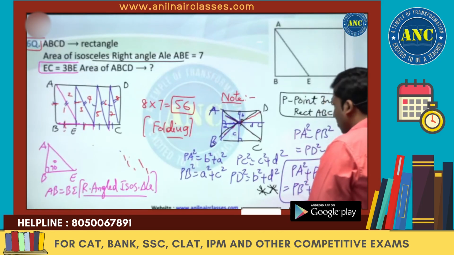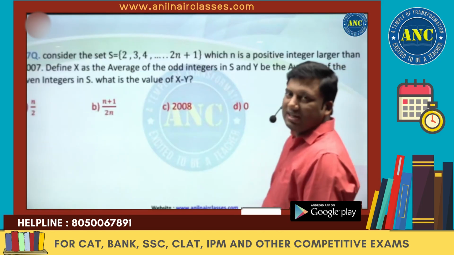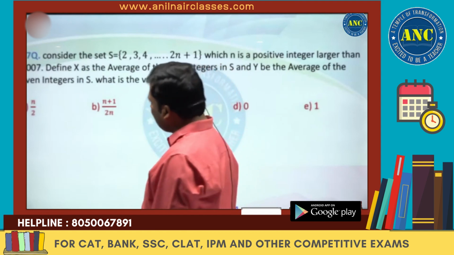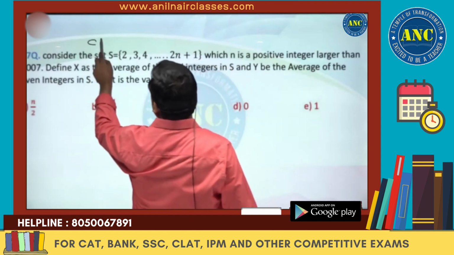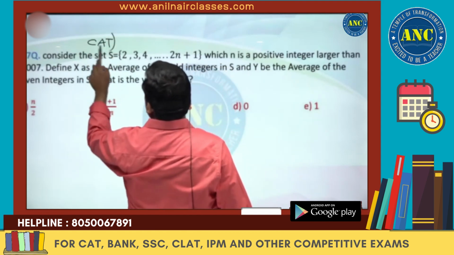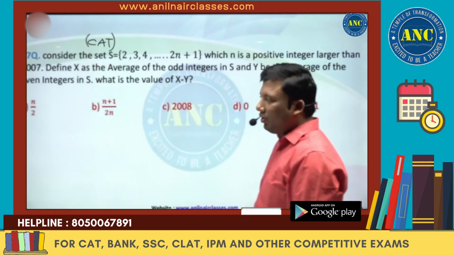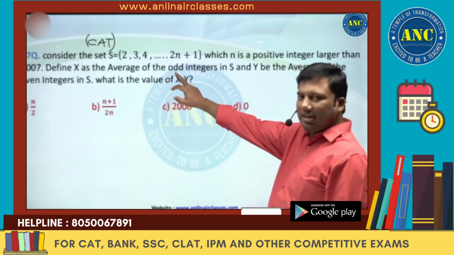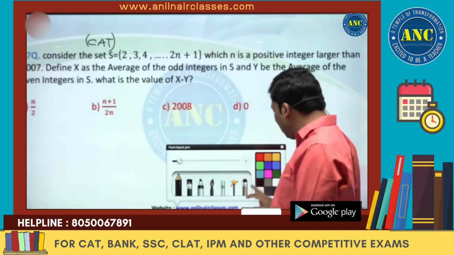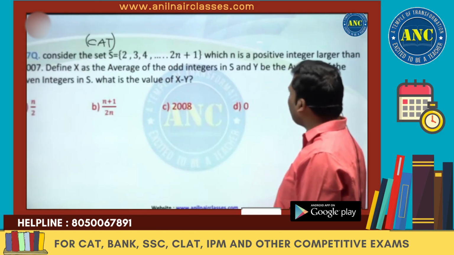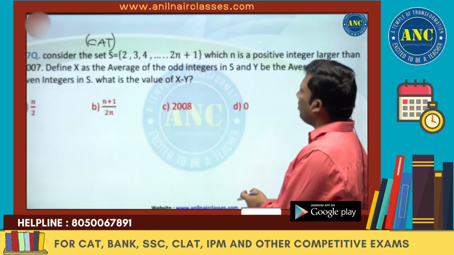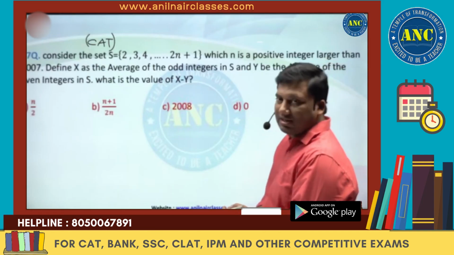This is also a CAT question. 15th, 16th, 17th question. Read the question. This is also again an original CAT question. This is also an original CAT question. Now if you see, consider the set 2, 3, 4 and so on up to 2n plus 1, where n is a positive integer.